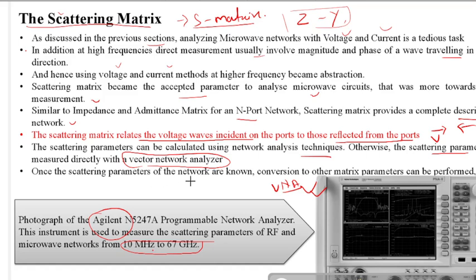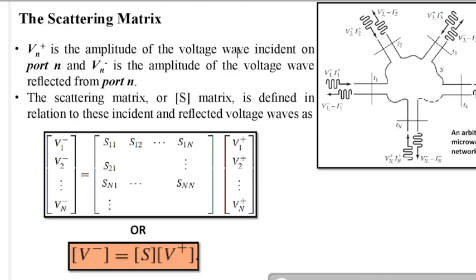Once the scattering parameters of the network are known, conversion to other matrices can also be done, like S to Z matrix, Y matrix, or any other matrix. We have another matrix called the ABCD parameter as well. All these conversions can be done, though it is not required at times. The S parameter alone is enough, but there is a method if it is required. So what is the scattering matrix and how is it defined?